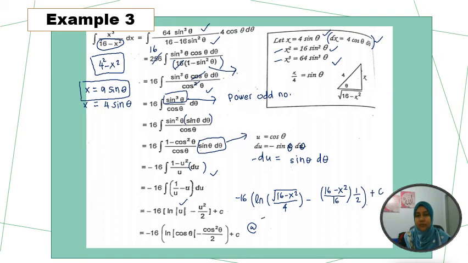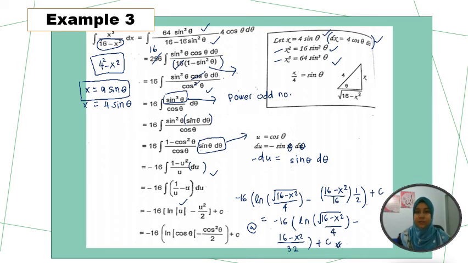The final answer, like this. Let's see. The final answer must be in x, in the form of x.